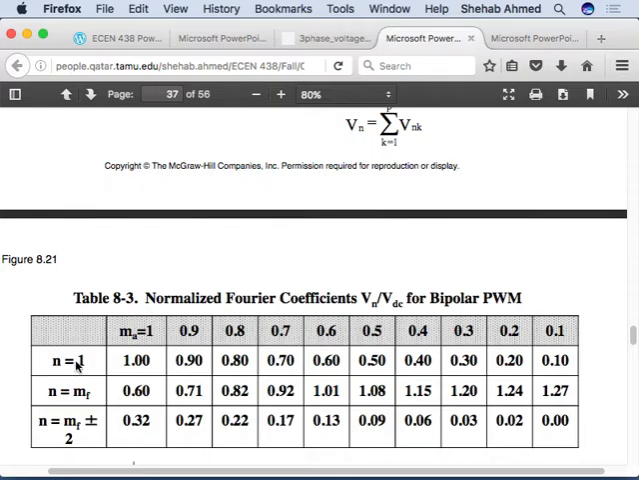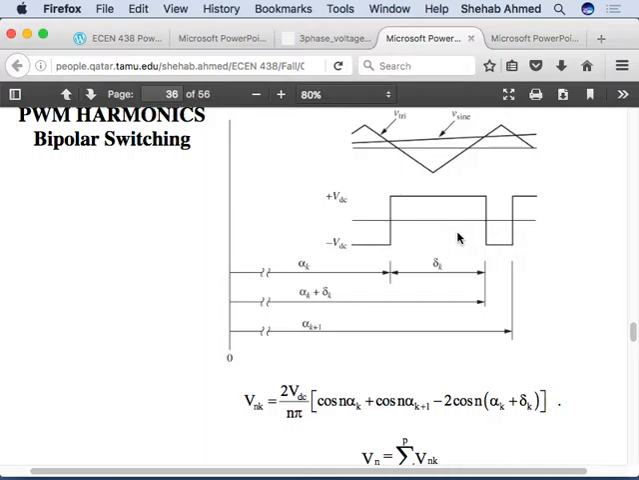How did I find V for n equals 1 at various modulation indices? A modulation index is an indication of the intersection of my sine wave with my triangular wave. The higher the intersection, the higher the modulation index. The lower the intersection, the lower the modulation index. So what are these intersections going to result in? They're going to result in different angles.